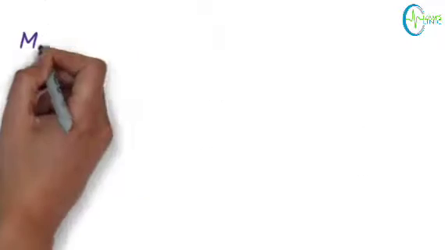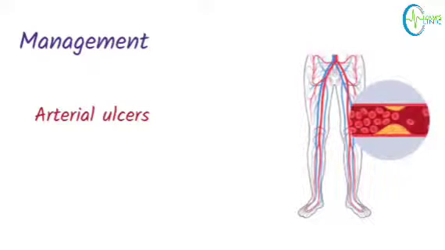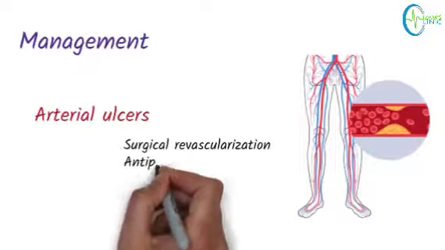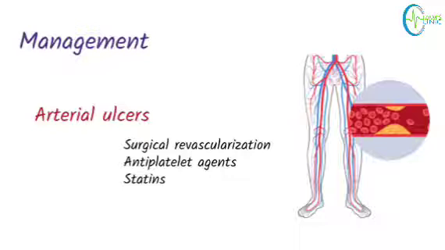Now let's talk about the management of leg ulcers. Arterial ulcer management is same as for peripheral arterial disease. Surgical revascularization and pharmacotherapy with antiplatelet agents and statins will improve the blood supply and therefore heal the arterial ulcer.